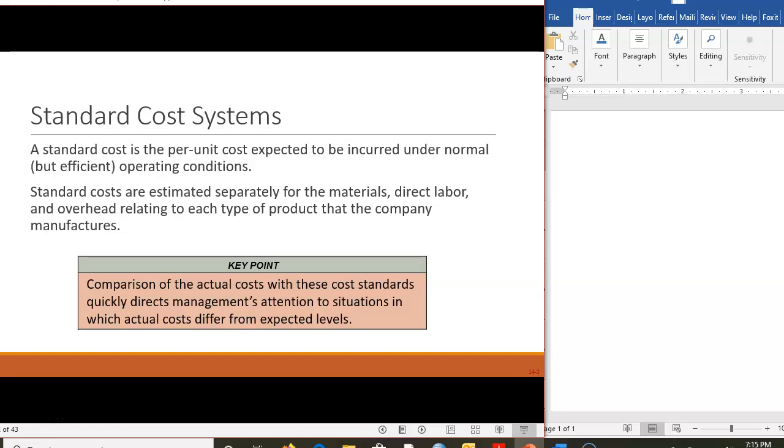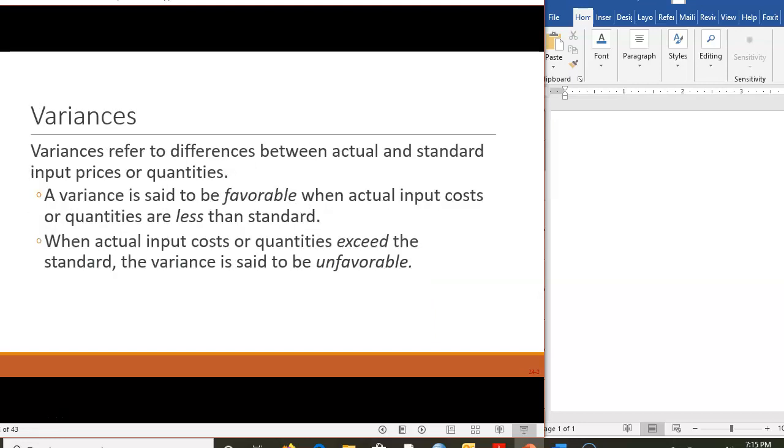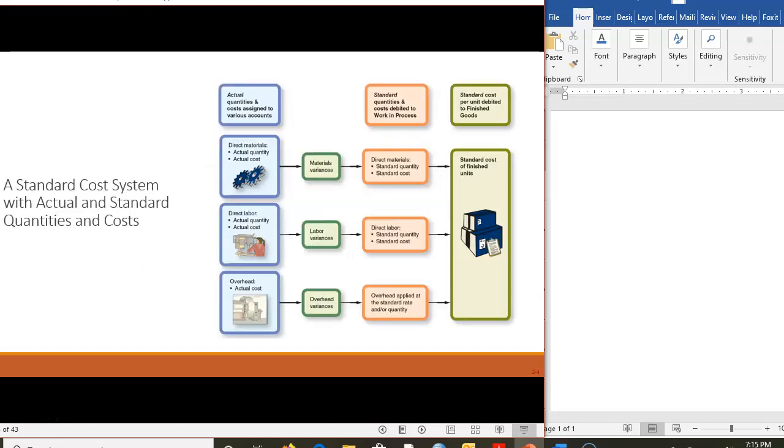So we compare actual costs with standard costs and with budgeted costs to see where we strayed from what our planned results were. So a variance is a difference between our actual and standard input prices or quantities. It's favorable if it saves us money. So if it causes net income to go up, it's considered a favorable variance. If it causes net income to go down, it's considered an unfavorable variance.